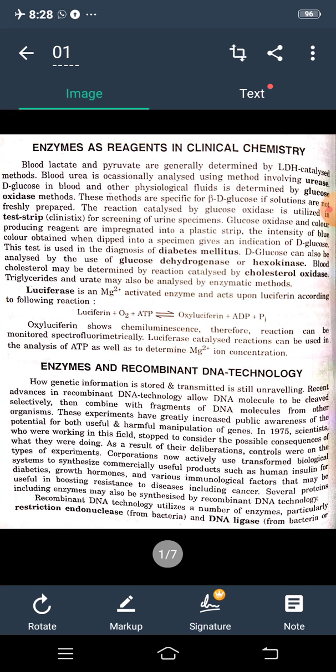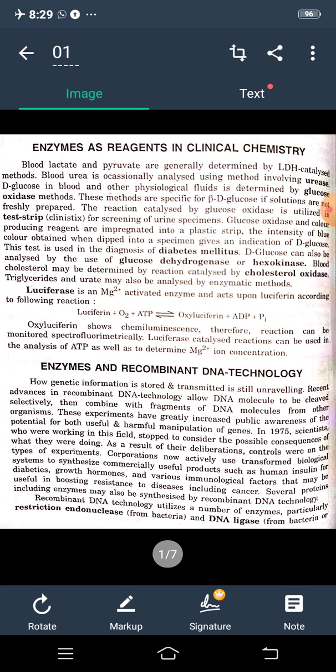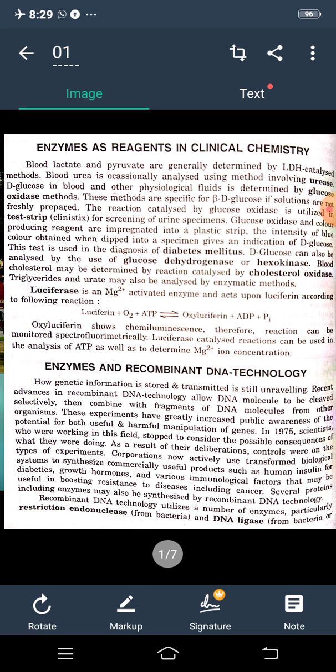Blood lactate and pyruvate are generally determined by LDH catalyzed method. Blood urea is occasionally analyzed using a method involving urease. D-glucose in blood and other physiological fluids is determined by glucose oxidase methods. These methods are specific for beta-D-glucose if solutions are not freshly prepared. The reaction catalyzed by glucose oxidase is utilized in test strips and clinic sticks.